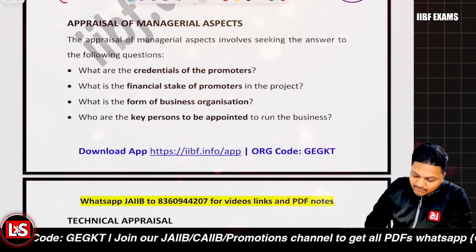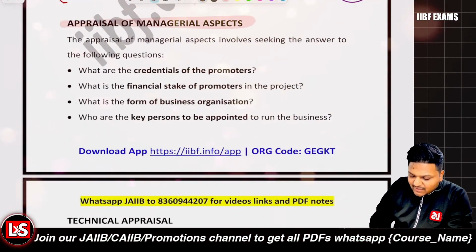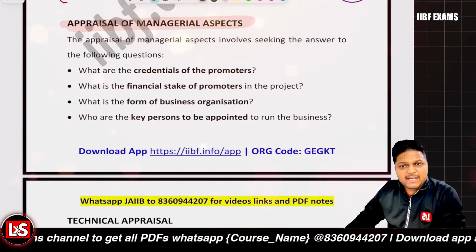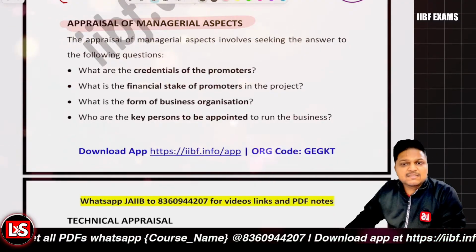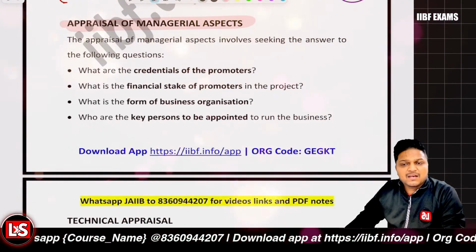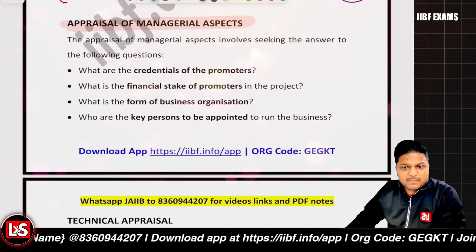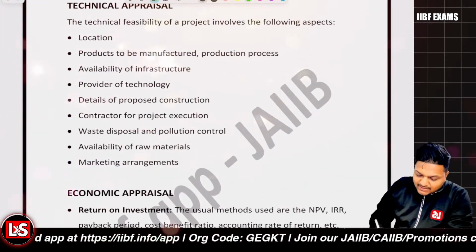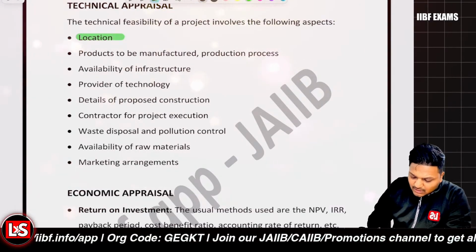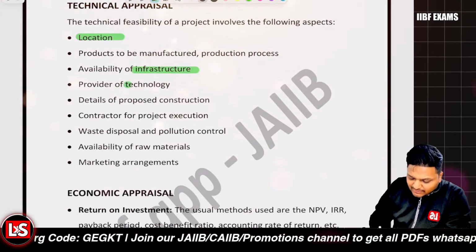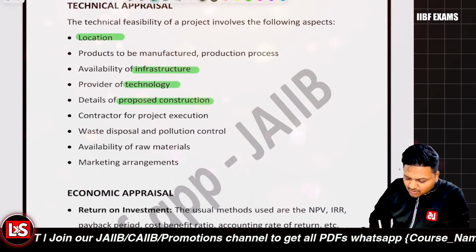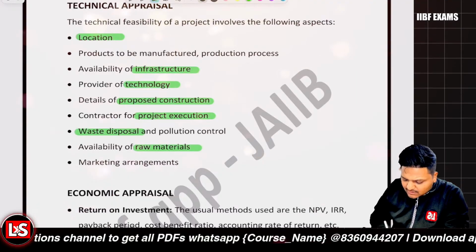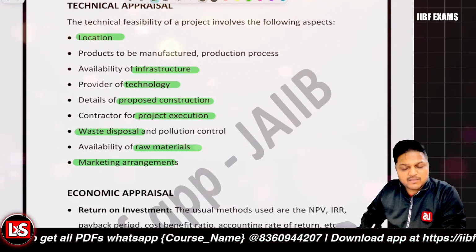First one is related to the appraisal of the managerial aspects. Is the management efficacy there? Are the key persons basically appointed or not? What kind of organization is it? All these things. If we look into a technical appraisal, then in that scenario, we have to look into location, the products, infrastructure, whether technology is available or not, whether proper construction is there or not, project execution, waste disposal, the raw materials, the marketing arrangements. That all comes under the technical appraisal.